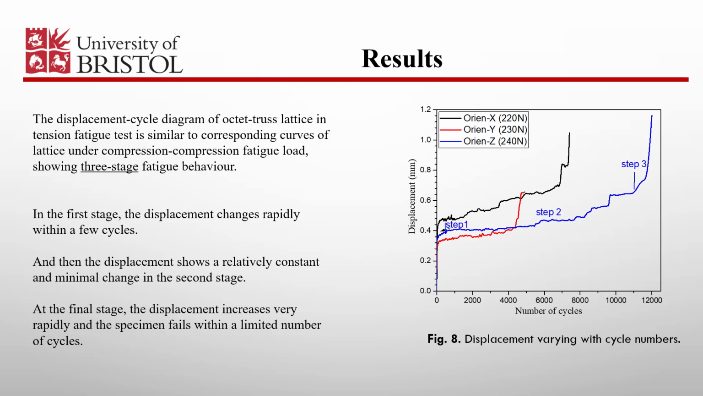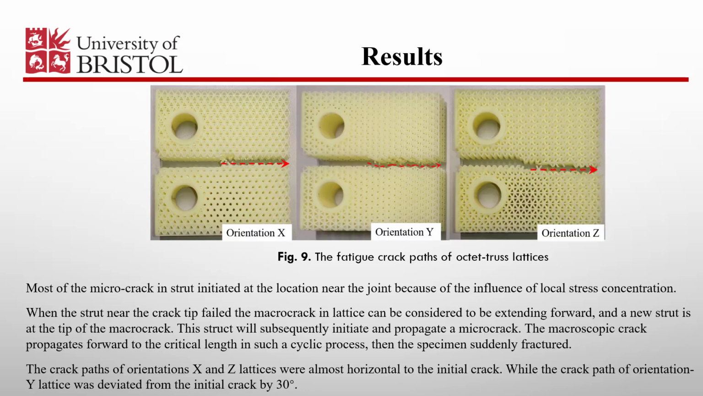In the first stage, the displacement changes rapidly within a few cycles, and then displacement shows a relatively constant and minimal change in the second stage. In the final stage, the displacement increases very rapidly and the specimen fails within a limited number of cycles. Photographs of the failed lattices for different orientations are shown in Figure 9.